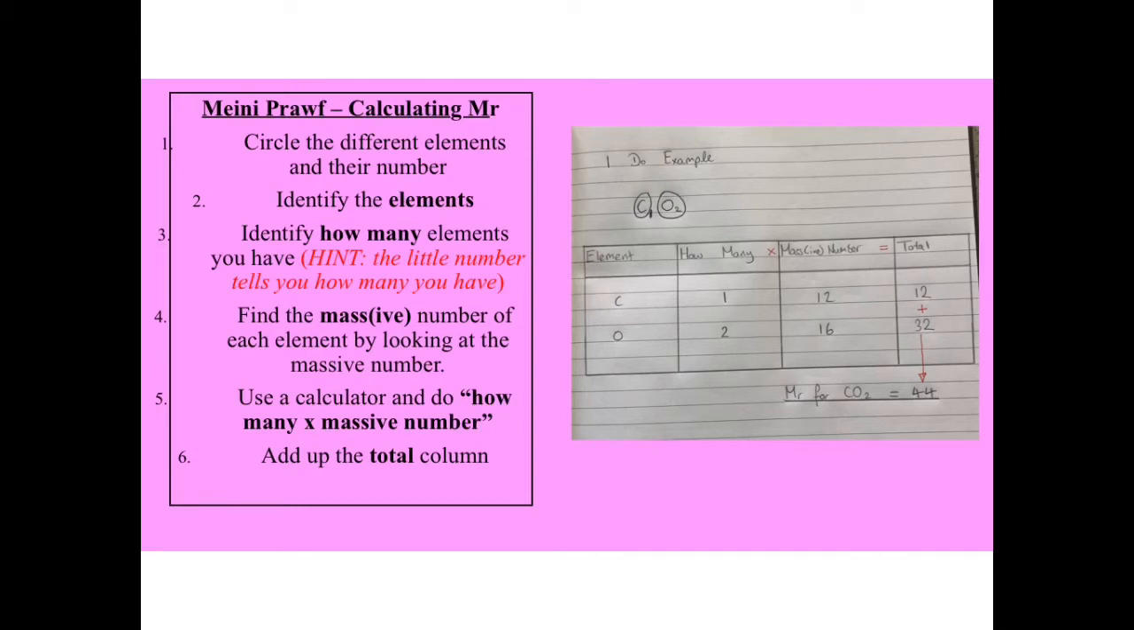And then the next thing you need to do is find the mass number, okay? Times them together, so you do 1 times 12, 2 times 16, you get answers here, and then you add them together, okay? And that's the Mr, or they might say the molecular mass. Okay, so that's how you work out Mr or molecular mass.